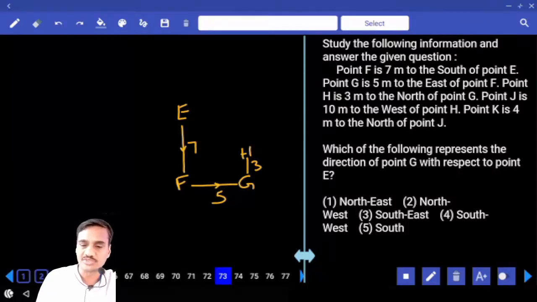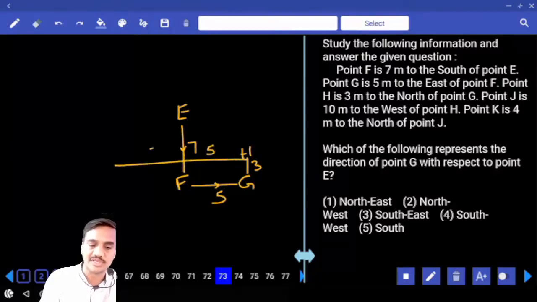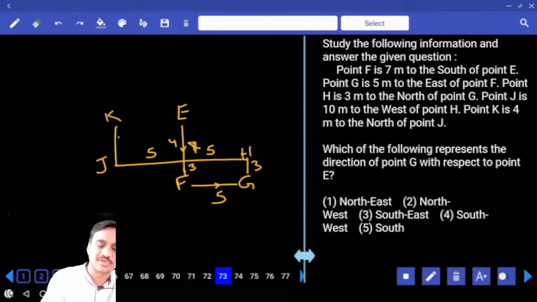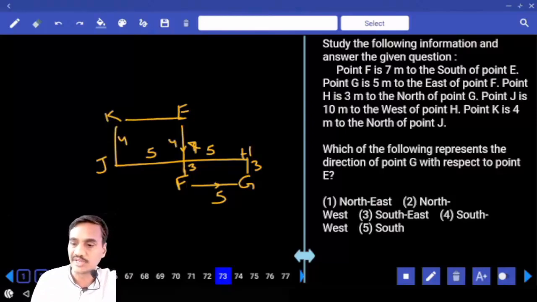J is 10 meters to the west of H. 10 meters to the west of H means here this is 5, here there is 5, and J is 10 meters to the west of H. And K is 4 meters to the north of J. Now out of this 7, this is 3 and this will be 4. 3 plus 4. Now K is 4 meters to the north of J, this is K and 4. And K and E are in a horizontal straight line.